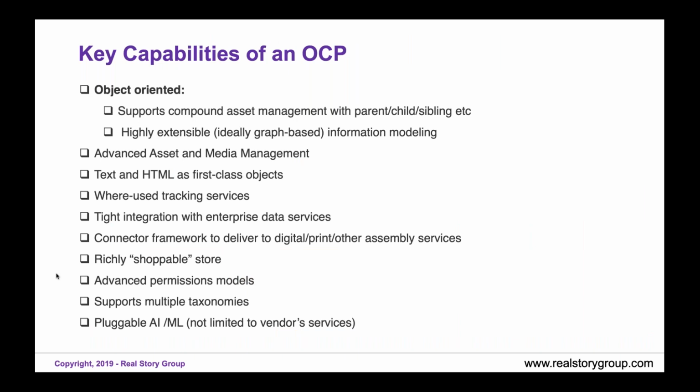This implies some really key capabilities. First, an OCP has to be object-oriented. That's a technical concept, but an important one that supports compound asset management with parent-child-sibling relationships, and also supports highly extensible information modeling. You have to be able to have multiple first-class assets in your system, and not just, as in a digital asset management system, where sometimes the image or video asset is the only first-class object and everything else is dependent on that. Having said that, you absolutely need advanced asset and media management. We're all telling stories more visually, but text and HTML also have to be first-class objects.